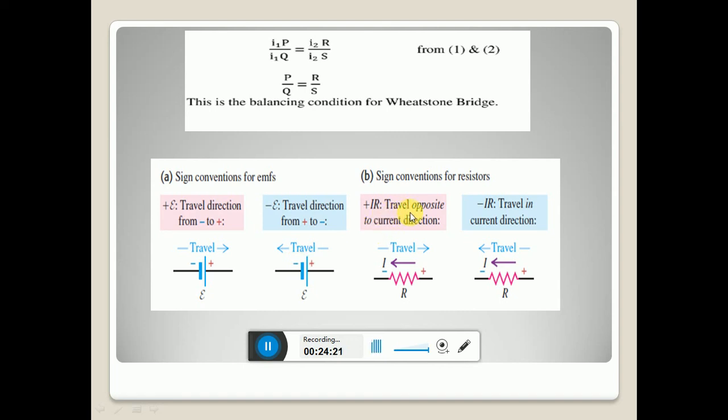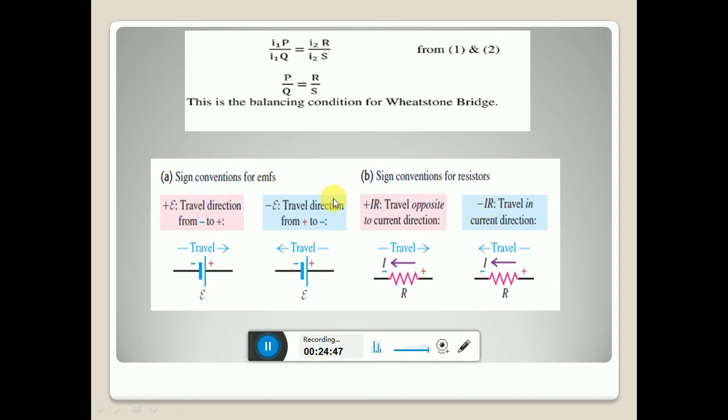Similarly for IR, as we did in the previous session: when we travel opposite to the direction of the current flow, we consider plus IR, and when we travel along the direction of the current, we consider minus IR.